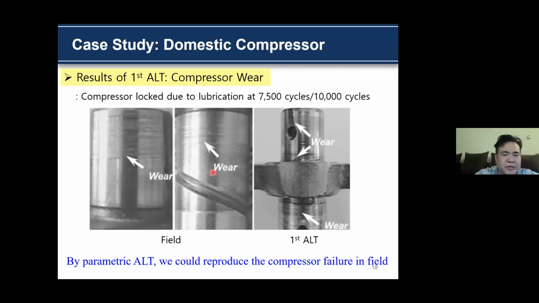I will tell you the result of the first ALT. In the first ALT, a compressor lock occurred due to lubrication at 7,000 to 10,000 cycles. It came from severe wear caused by a lubrication problem. And the pattern of the first ALT is very similar to that of the field. By parametric ALT, we can reproduce the compressor failure in the field.